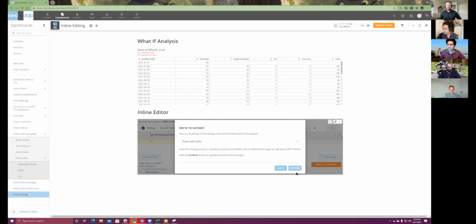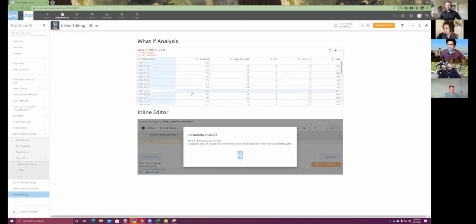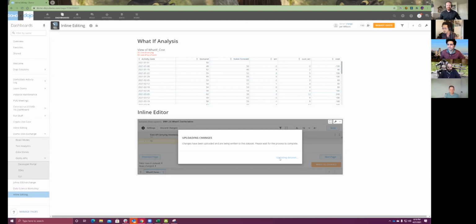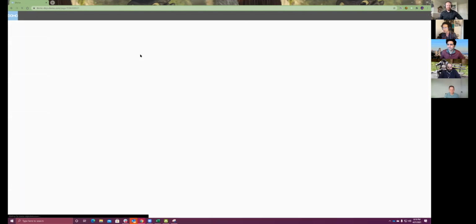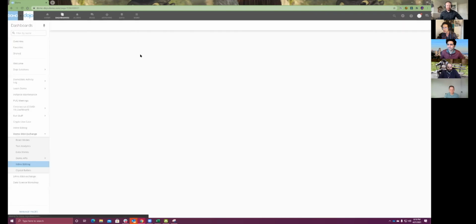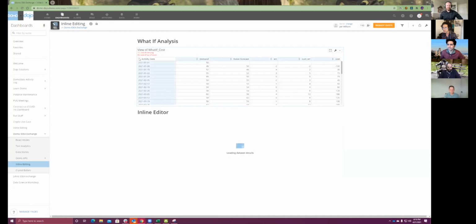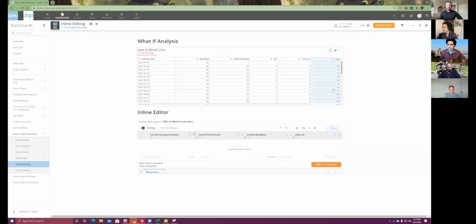This is the inline editor we're looking at here. This what if analysis is the same thing I just showed you in Excel, but powered by views, which is why you should use views, because then you don't have to run ETLs and it updates instantaneously. Refresh my page. This number is going to go to 1550. So now I can do my what if analysis in Domo.